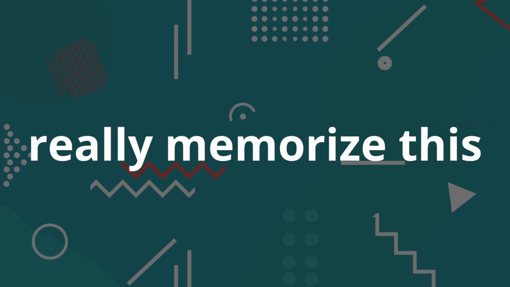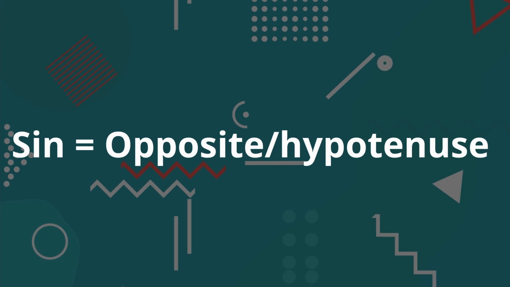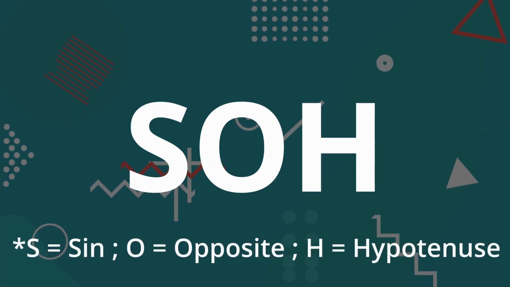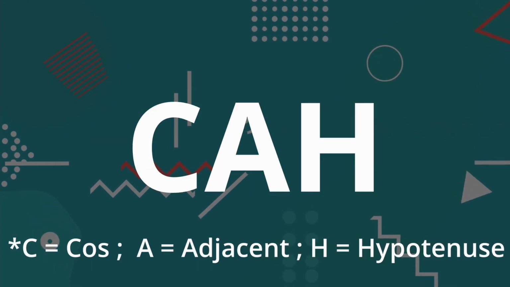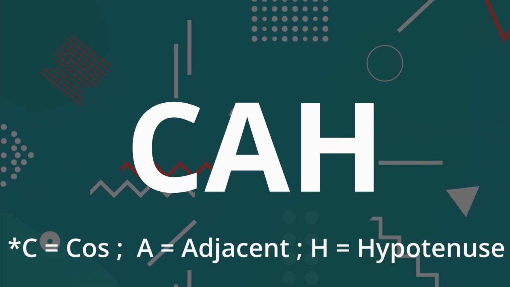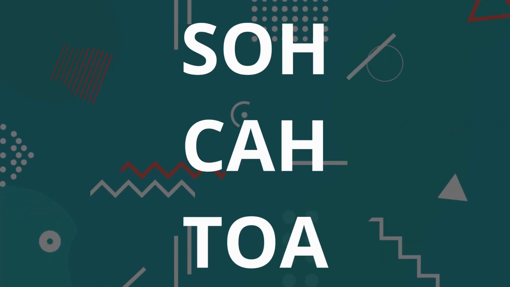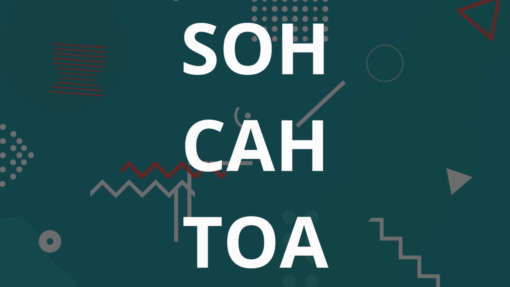Now, if you want to really memorize this, there is a very simple way to memorize this. Since sine equals opposite over hypotenuse, you have SOH, which is the acronym to memorize this specific formula. The acronym for cosine would be CAH, representing cosine equals adjacent over hypotenuse. And the final acronym would be TOA, which obviously represents tangent equals opposite over adjacent. These are the acronyms for all 3 of these formulas in order to solve any single problem. You have SOH, CAH, TOA. Make sure you memorize that.